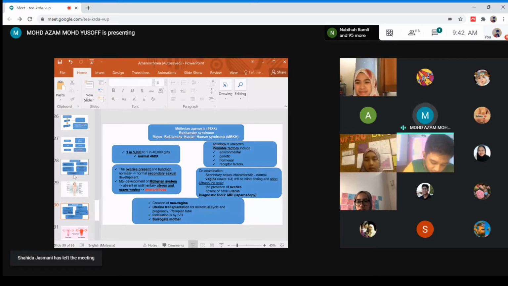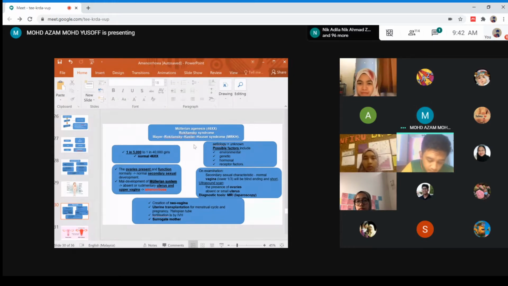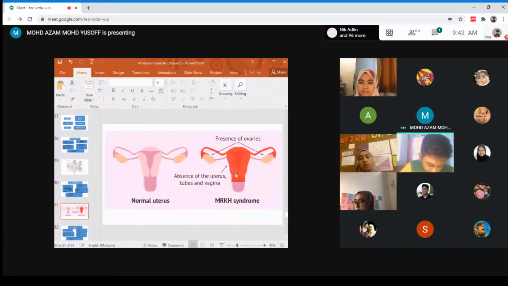Very complex. That's why we start with puberty and then you understand slowly what is the issue. If I jump to this one, I think everybody will be confused. So this is what happened with MRKH. This is a normal uterus. Uterus normal, ovary. So what is MRKH? The ovary is present and only the lower part of the vagina is present. The rest is absent or rudimentary or small. Present but not functioning.